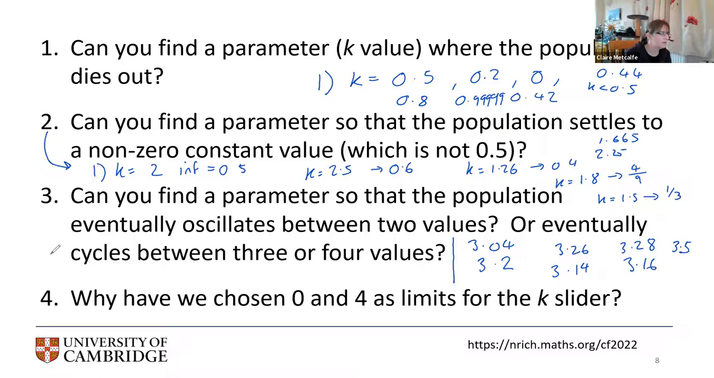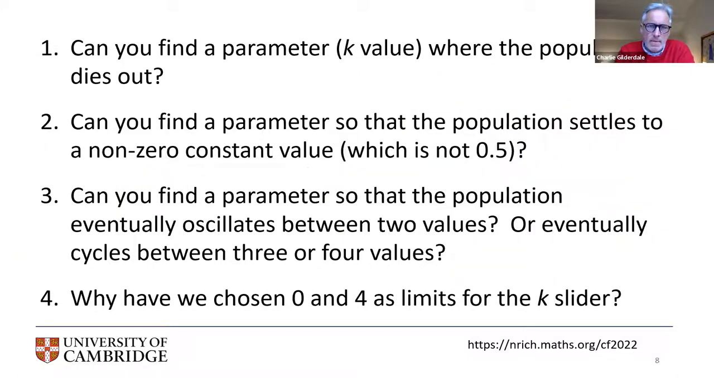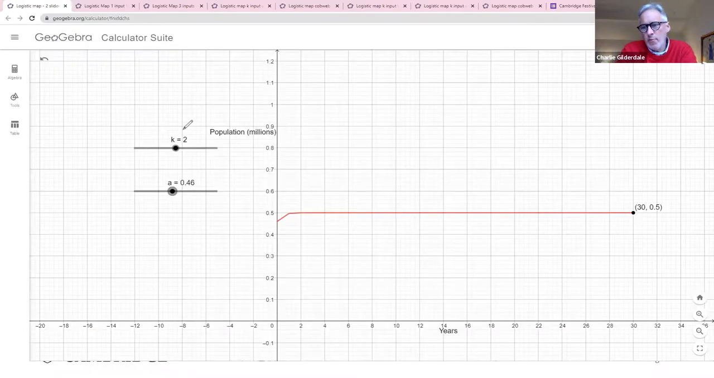3.78. Ooh, that's an interesting one. Does that oscillate through 2 values or 4 values? Okay. Claire. Go, Charlie. It's not clear whether, if k is just a little bit more than 1, whether it's going to die out or not. Is that because the graph stops at 30 years? Let's have a look at the GeoGebra file. I mean, I'm just thinking, if you have something like 1.05 or even 1.1.